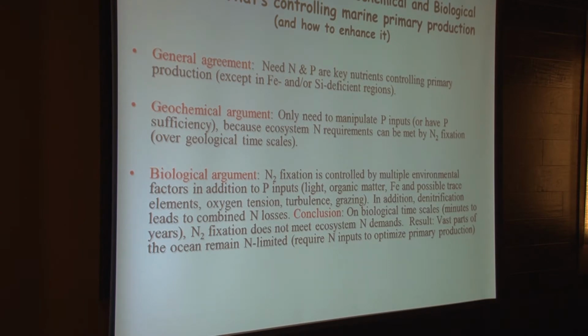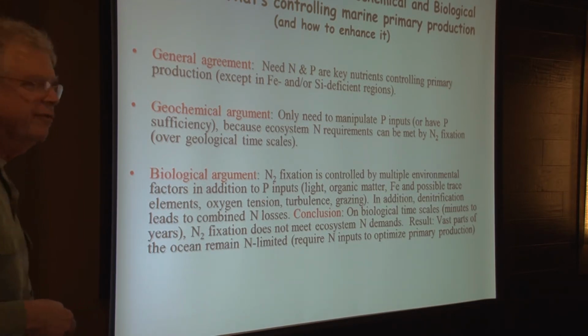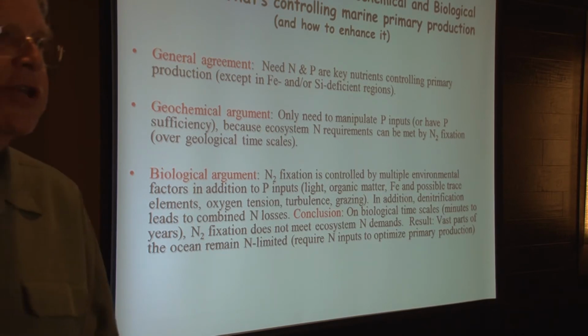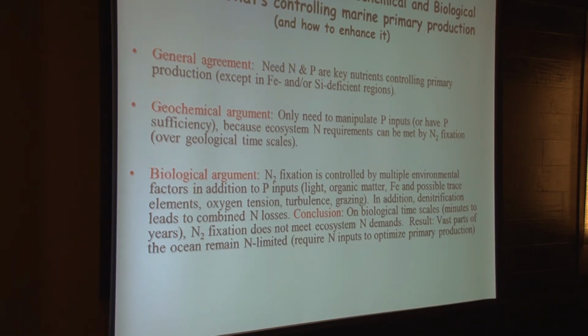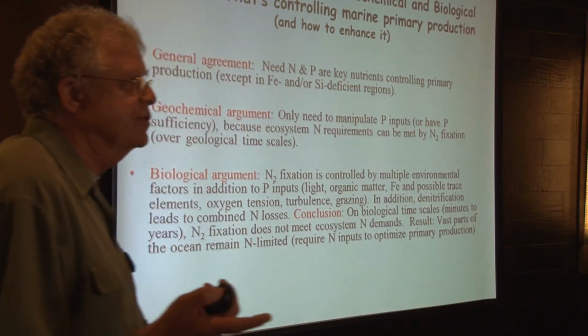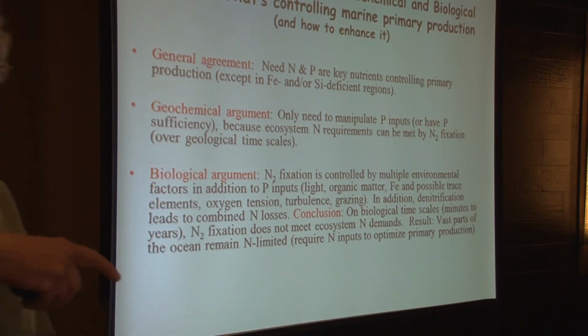Now, there's general agreement that N and P are the key nutrients controlling primary production. The geochemical argument is that you really only need to manipulate phosphorus, because if you have enough phosphorus, the nitrogen fixers can come in and fix the nitrogen that's required to meet the stoichiometric ratios that you need in order to meet the production that you want out of the system. So the assumption here is that nitrogen fixation will fix enough nitrogen to meet your requirements if you have enough phosphorus to sustain the process.